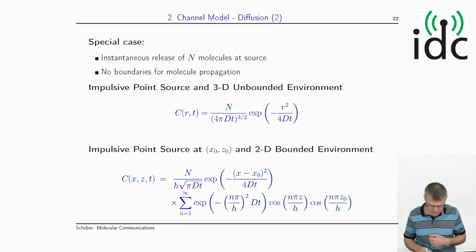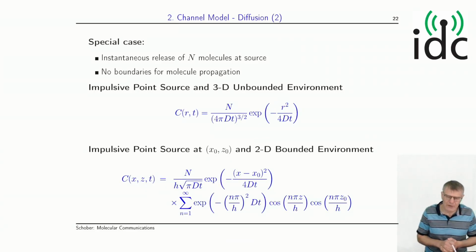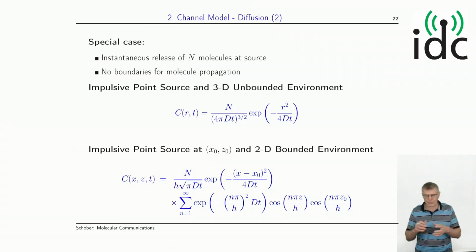And with respect to space, with respect to the distance from your source, you have here the r square in the exponent. So this means that you have a decrease over distance. So the further you're away from the source, as we would probably expect, the fewer molecules you will observe because the concentration of the molecules is lower.